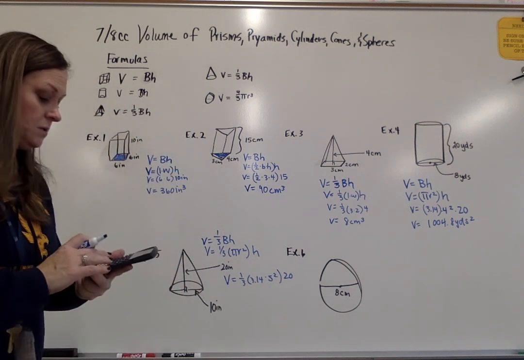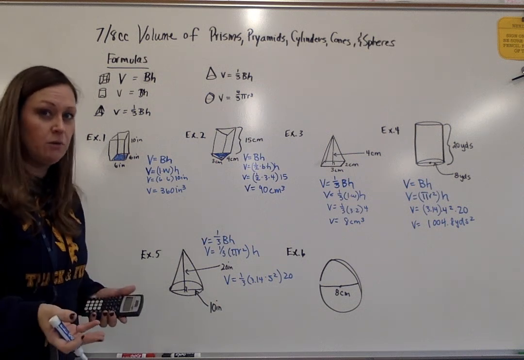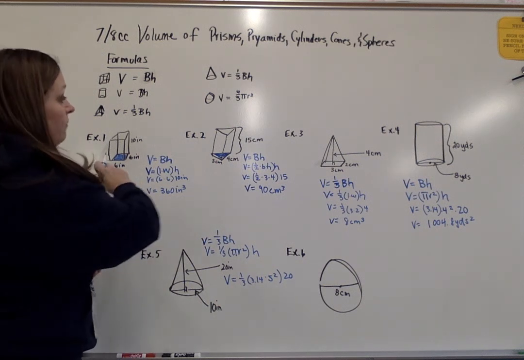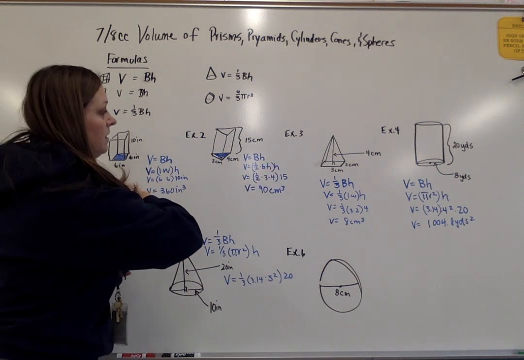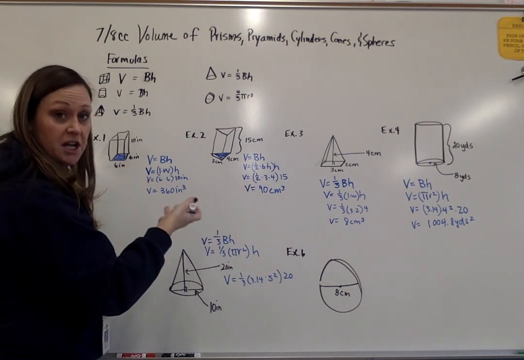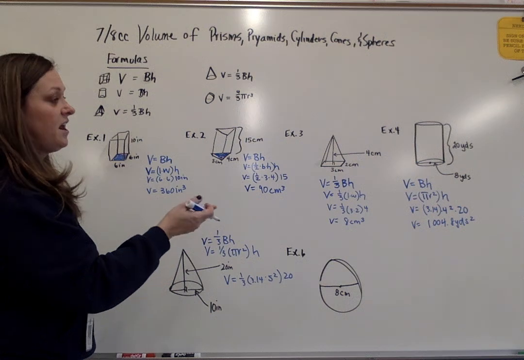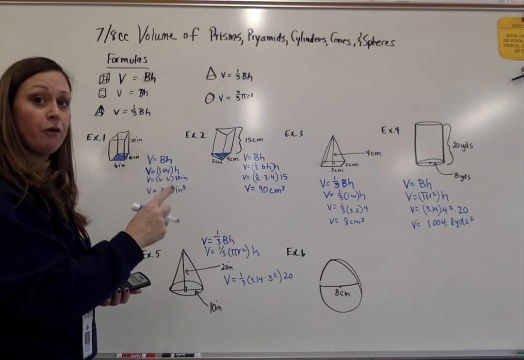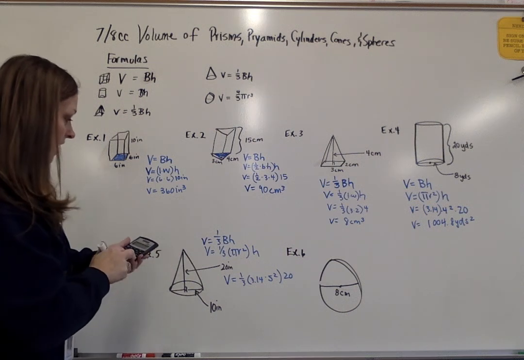Now, as you notice, I'm using 3.14 for pi. If they don't indicate anything else, please use 3.14. As you notice, I've written the formula. I've written the version of the formula that I need to understand in terms of the base area. And then I've evaluated the formula by replacing each variable for a value. And then I made sure I have my answer here.